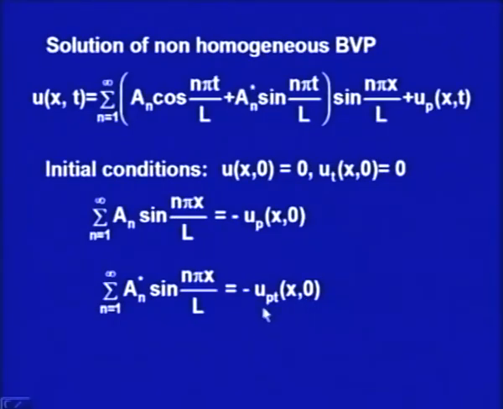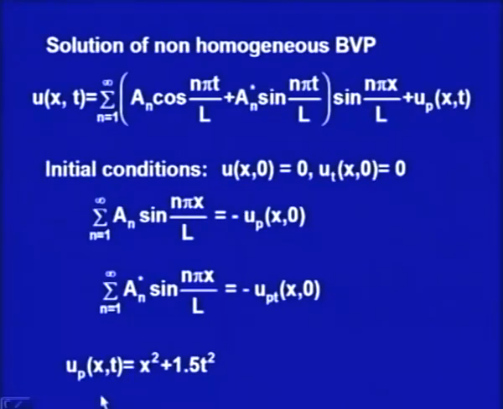So, what it says is that using the Fourier series, whatever particular solution I have, evaluated at t equal to 0, gives some function of x, which we get in terms of the Fourier series. Similarly, we get the a n stars from the other initial condition. Now, let us do one example.